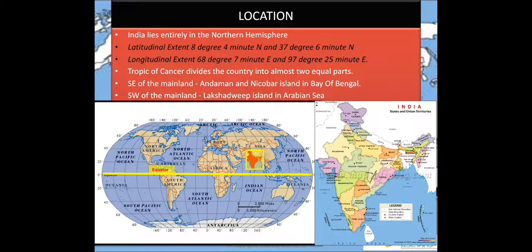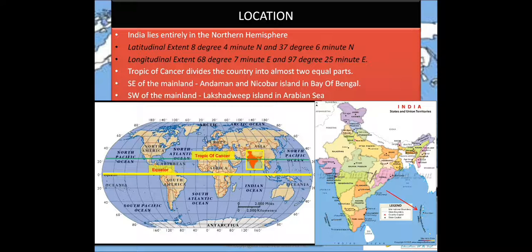Now, if you look at the longitudinal extent, which is 68 degrees 7 minutes east, which is across or close to Gujarat, and 97 degree 25 minute east, which is the last point of Arunachal Pradesh. Again, you can clearly visualize that Tropic of Cancer is clearly dividing India into two equal halves.